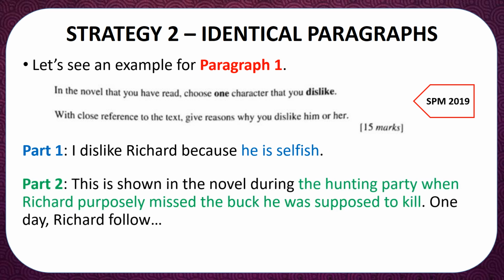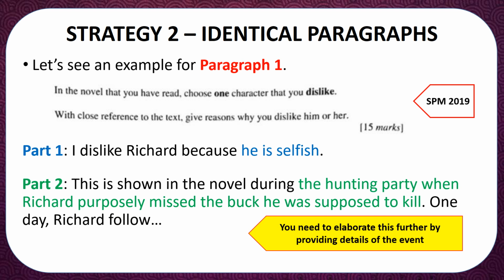So this is shown in the novel during the hunting party when Richard purposely missed the buck when he was supposed to kill. Okay, he was supposed to kill. One day, Richard followed blah blah blah. Here, you need to elaborate this further by providing details of the event. Here, you need to be as detailed as possible by giving references as close to the text as possible.